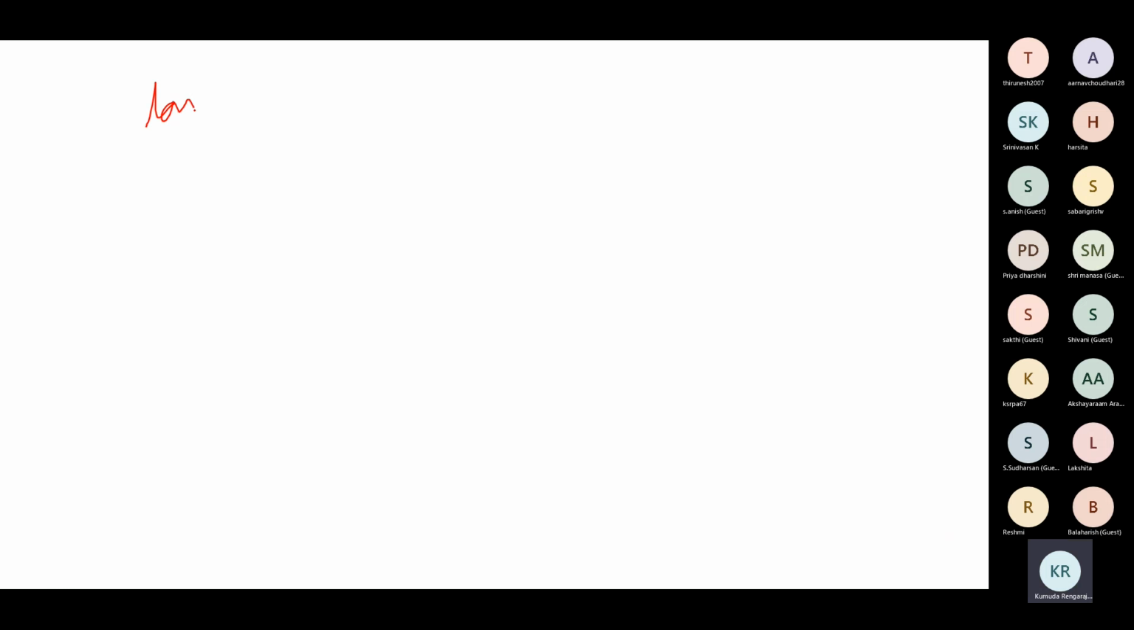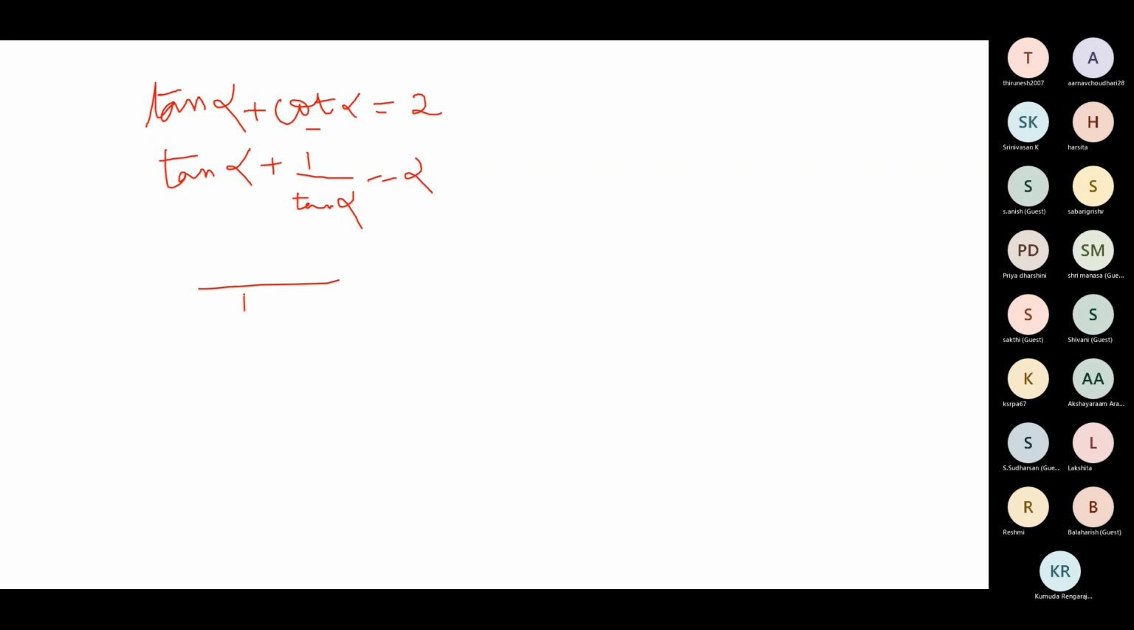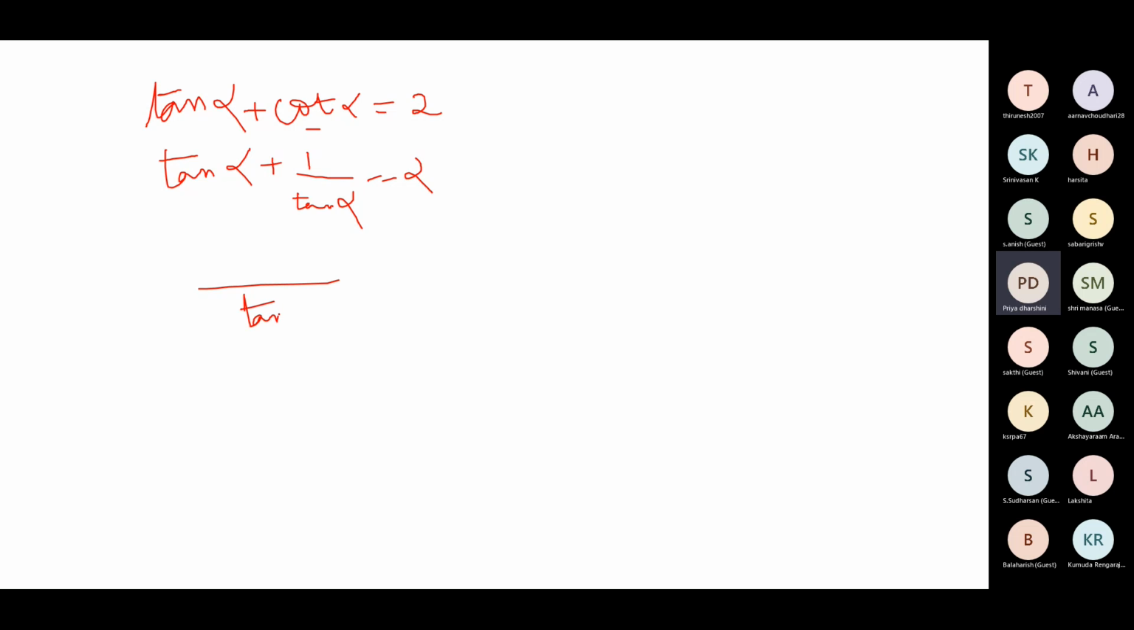So we are given that tan alpha plus cot alpha is equal to 2. Take reciprocals. What is cot alpha? 1 by tan alpha, correct? Yes, ma'am. So 1 by tan alpha is equal to 2. What happens when we take the LCM? Tan square alpha plus 1 by tan alpha is equal to 2.